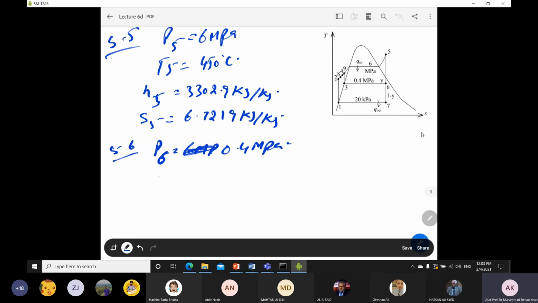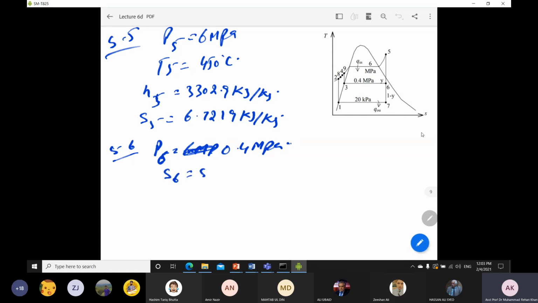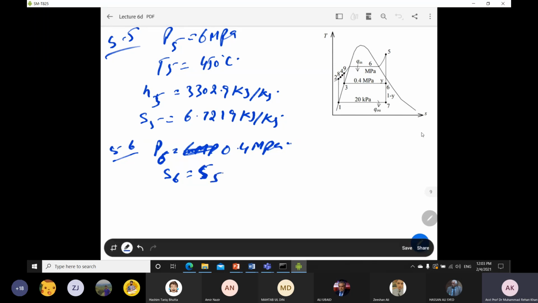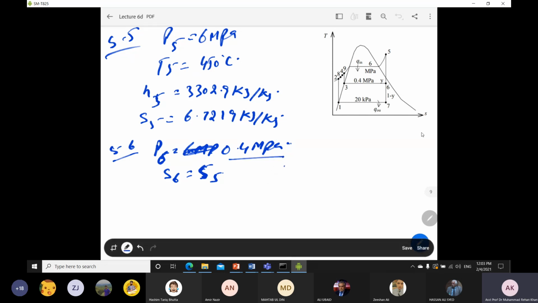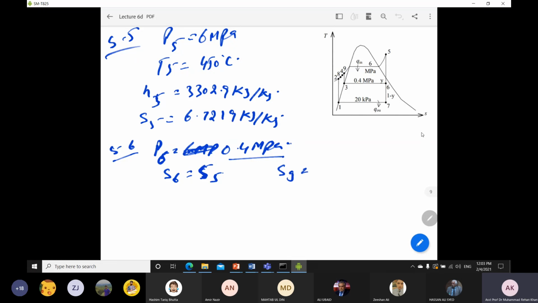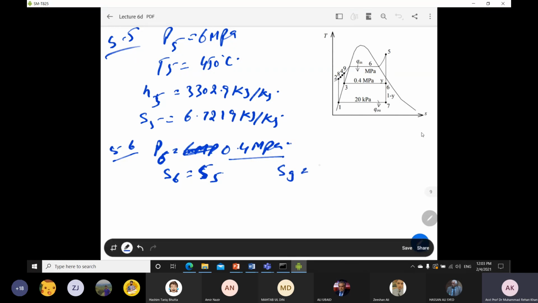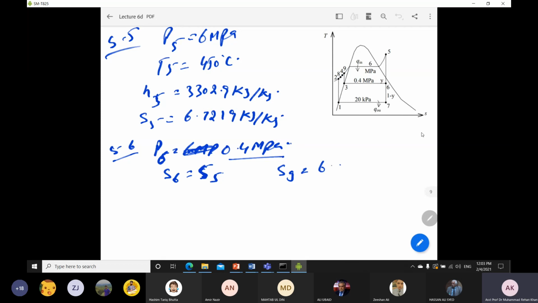Okay, so what you have to do is you already know that the entropy at 6 is equal to the entropy at 5, because it is an isentropic process. So you have to just go and check it against the 0.4 megapascal. You go to your thermodynamics table, and you will find the value Sg, which is your entropy value at the gaseous state for this pressure, and you will get that it will be 6.8955. Okay, and this Sg value is greater than your S5. And when it is greater, it is in the two-phase region. Okay, so this is one check you have to do by yourself.